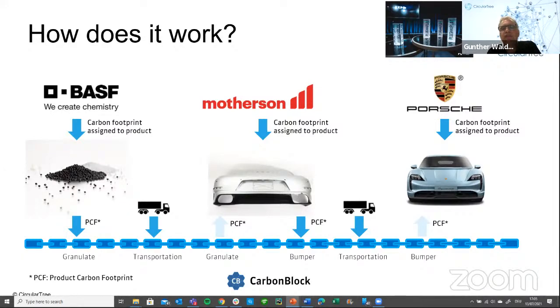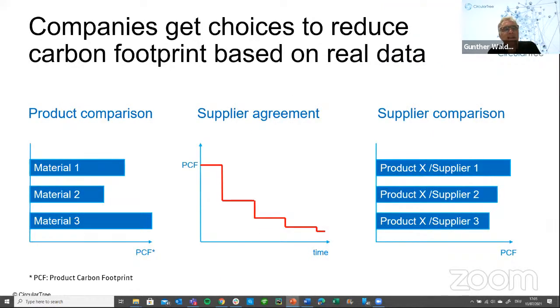Porsche can read the carbon footprint of this bumper, and then they have a true value of this carbon footprint. And if they do this with all of their suppliers, then Porsche can really have a real product carbon footprint based on real values, and then they can go to the next step. And the next step is really reducing it. And what are the measures to reduce it? First of all, they could say, well, maybe I try different materials. So instead of steel, I use plastic, for example.